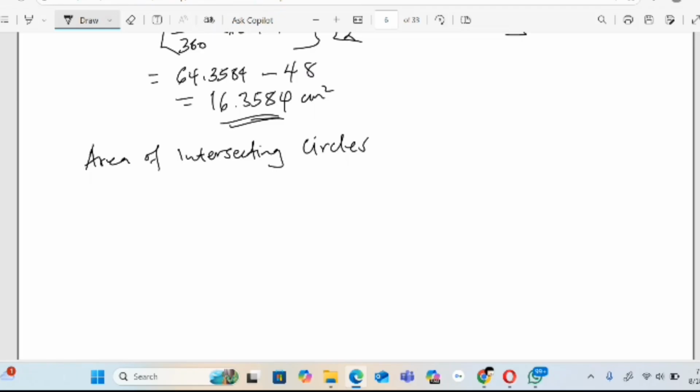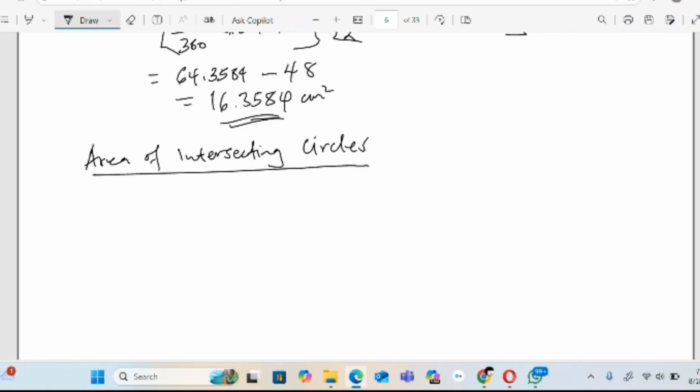I'm very sure you've come across some questions on intersecting circles, which normally carry a lot of marks. That is 10 marks in section B. Some of you find it easy, others find it difficult. So today, let's take our time and look at the same. We're going to look at one example for today. Then we shall look at more examples in our next lesson.